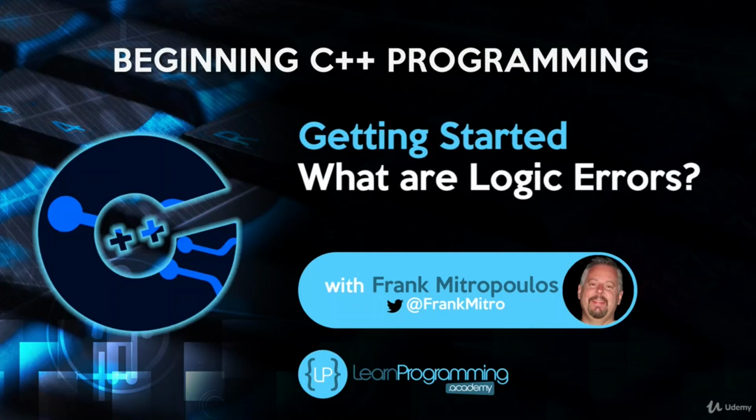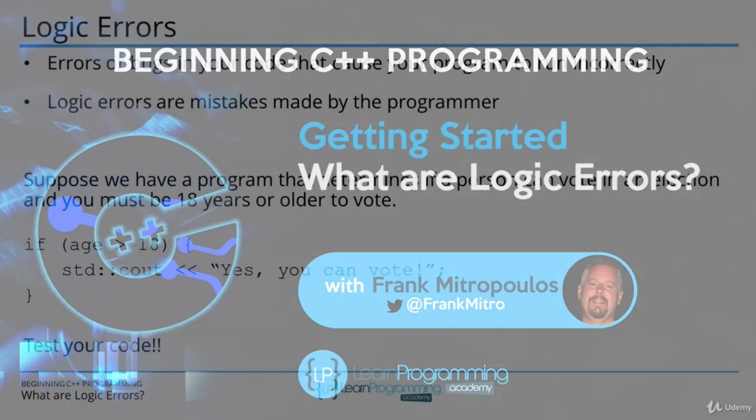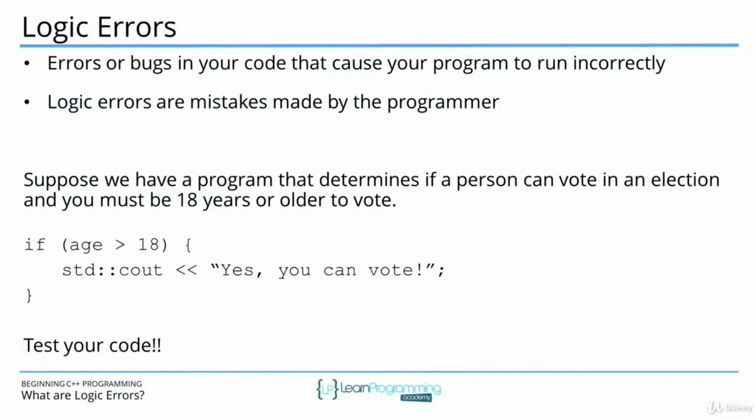In this video, we'll talk about logic errors and why they can happen. Logic errors are errors or bugs in your code that cause your program to run incorrectly. Logic errors are mistakes made by a programmer. Sometimes the mistakes are careless, other times the mistakes are because the programmers have incomplete or incorrect information. Other times mistakes occur when one programmer modifies another programmer's code to fix or add something, and they introduce an error as they do this.